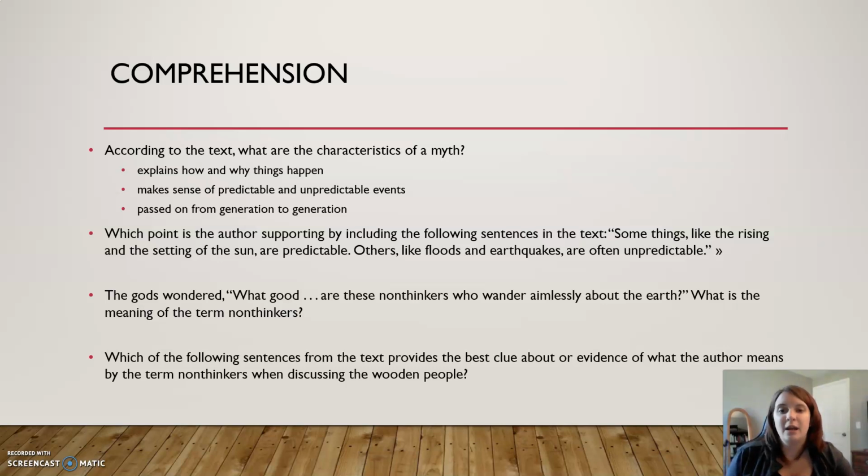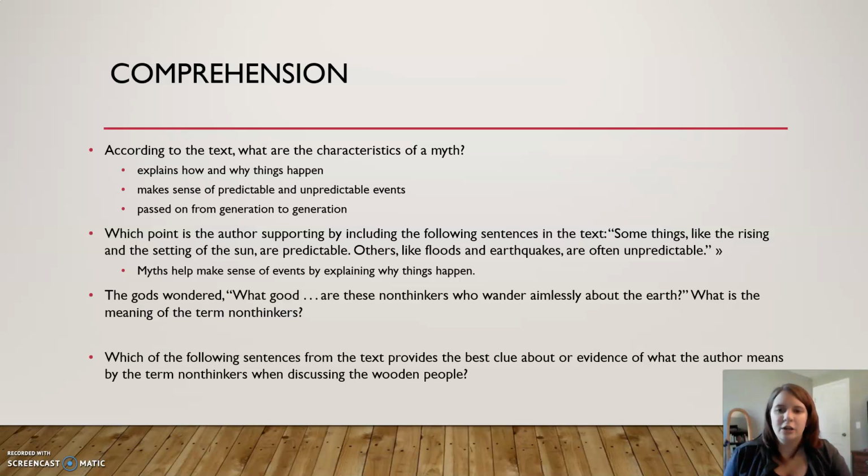Which point is the author supporting by including the following sentences in the text? Some things, like the rising and setting of the sun, are predictable. Others, like floods and earthquakes, are often unpredictable. Myths help make sense of these events by explaining why things happen. So even though we can't necessarily prove for sure if all these myths are true, it makes us feel a little bit calmer to know if there's an explanation for things that happen. And there's many myths with multiple reasons, like why is the sky blue, things like that. There's many myths that go along with it that explain the why, kind of just comforting.